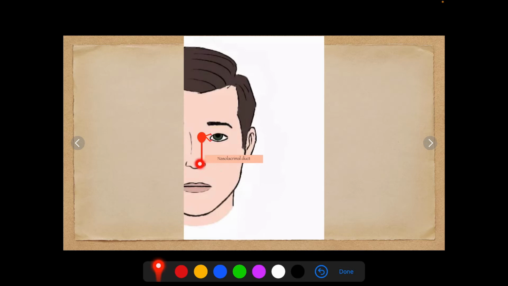There is a fold of mucosa, a valve-like mucosal structure called the valve of Hasner, which is present in the lower end of the nasolacrimal duct here.